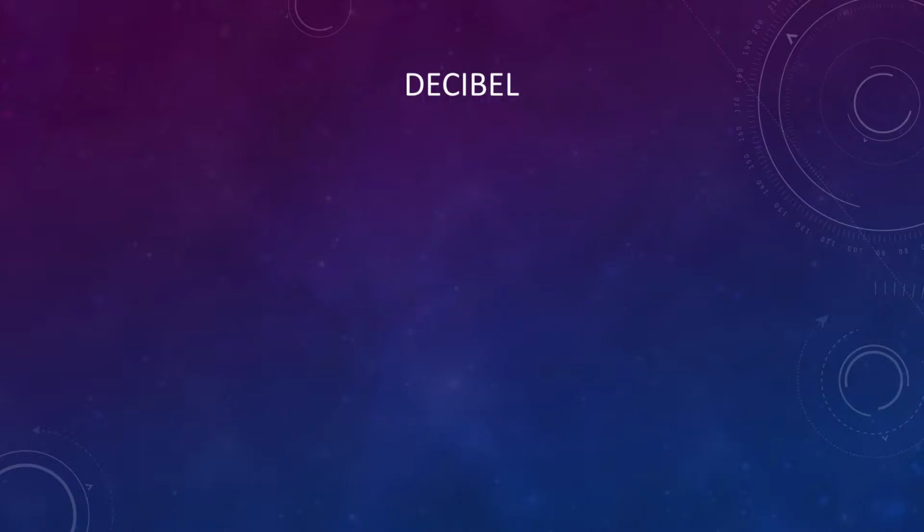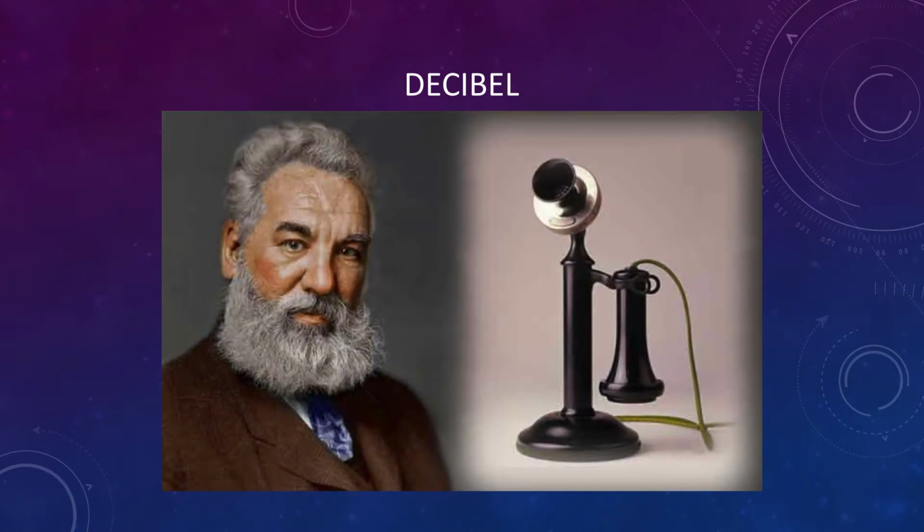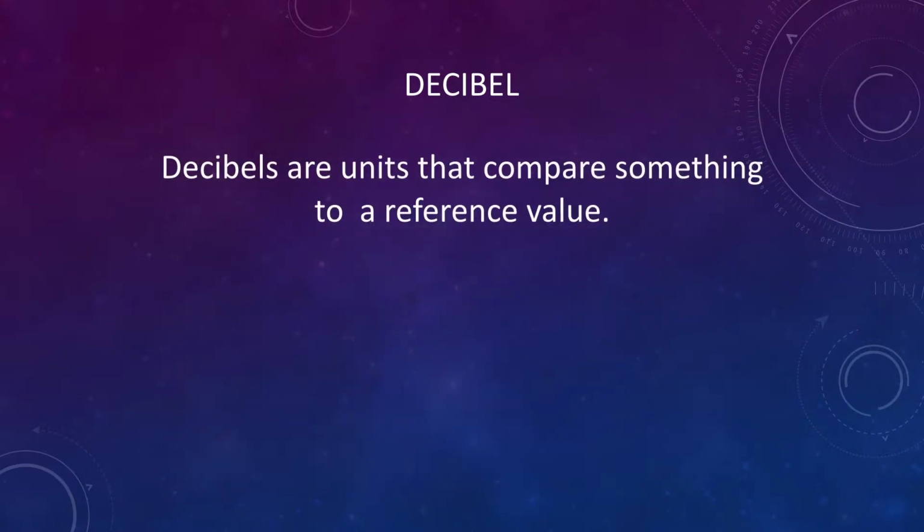To deal with the large range of sound pressures that we can hear, we use a unit called the decibel. This is named after Alexander Graham Bell, the inventor of the telephone. A bell is the basic unit, and a decibel is 1/10 of a bell. The bell is rarely, if ever, used. Decibels are units that compare something to a reference value. In other words, it is a comparison or a ratio.